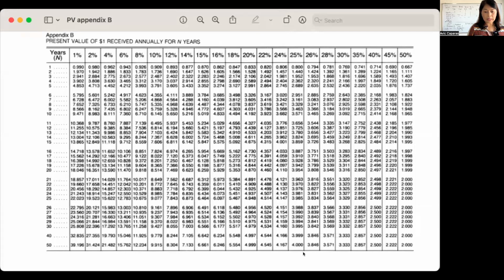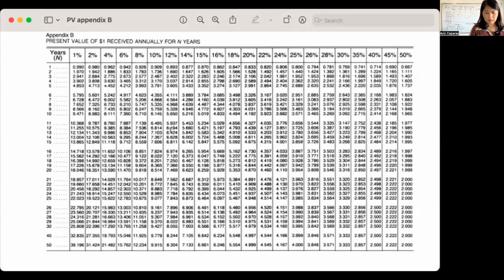Okay, so it's something we have to look at. We have to use the table that is the present value of $1 received annually for N years, because this is exactly what we are asked. Present value of 3,000 every year, assuming a discount rate of 12%. So at 12%, we have to get 11 years.